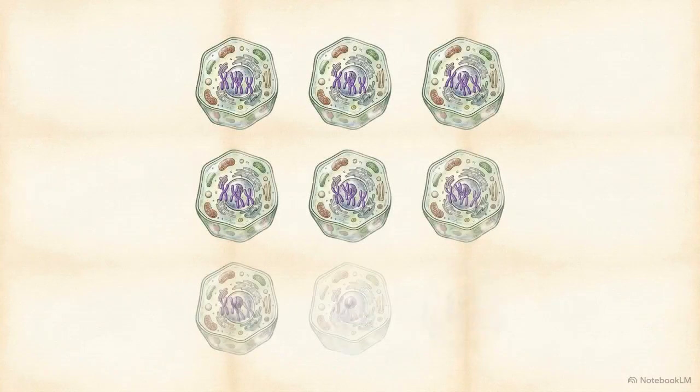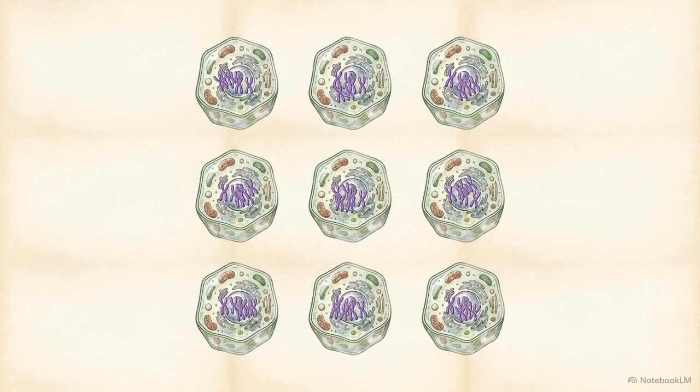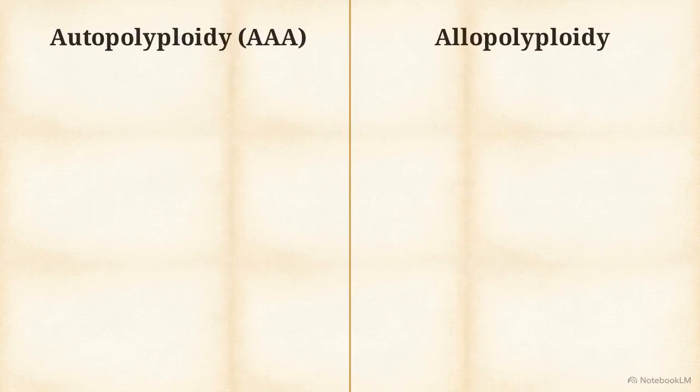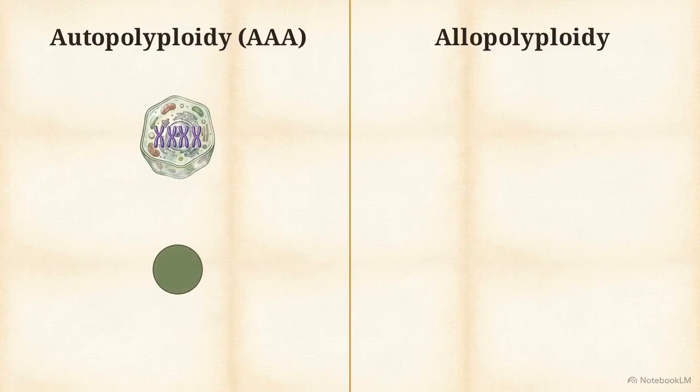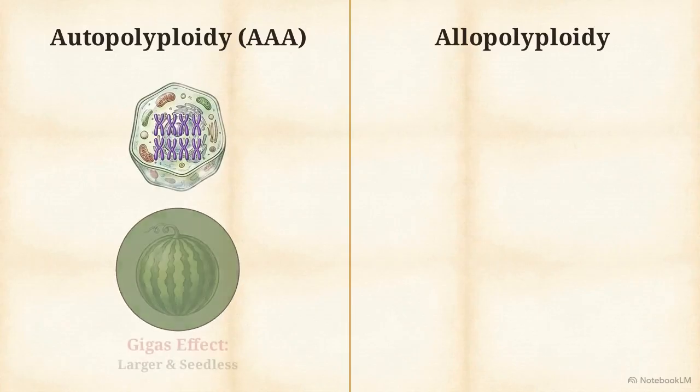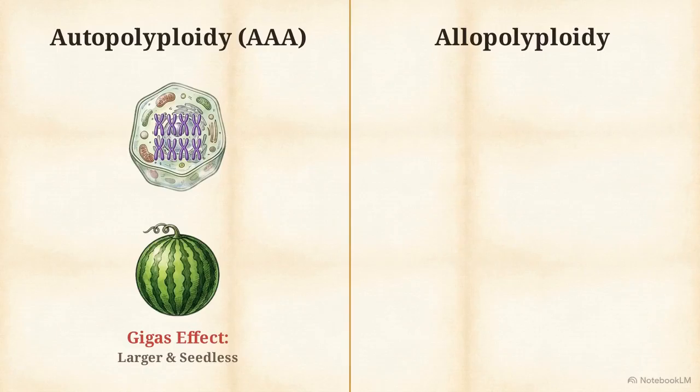Here, sets of chromosomes from 2 entirely different species merge. A required board exam example is triticale. Scientists hybridized wheat and rye, then doubled the resulting chromosomes to restore the fertility of the offspring, successfully creating a completely man-made cereal grain. While hybridization allows breeders to mix existing traits, polyploidy gives scientists the power to restore fertility to sterile hybrids and invent entirely new plant architectures from scratch.